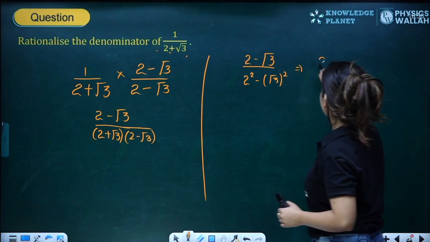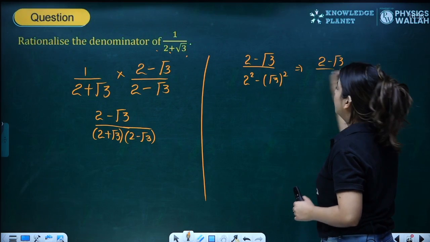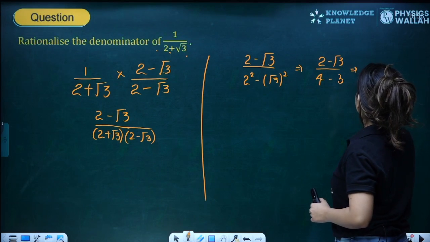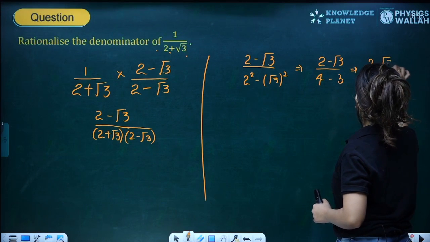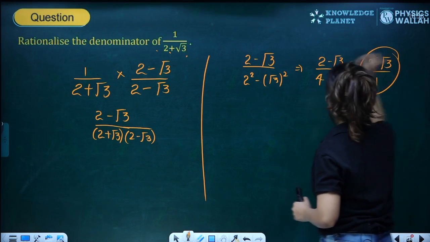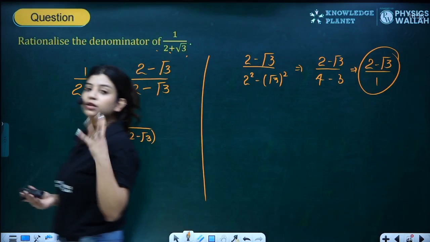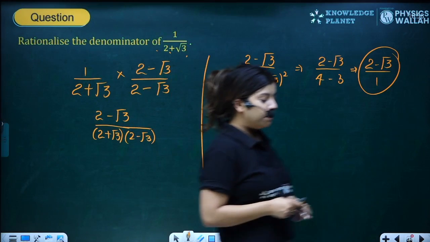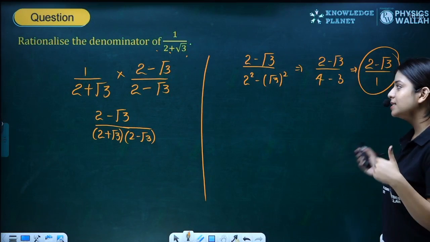So this will give us 2 minus root 3. 2 square is 4, root 3 square is 3. So this will give me 2 minus root 3 divided by 1. Right? So this will simply give us 2 minus root 3 divided by 1. This is how it is done.